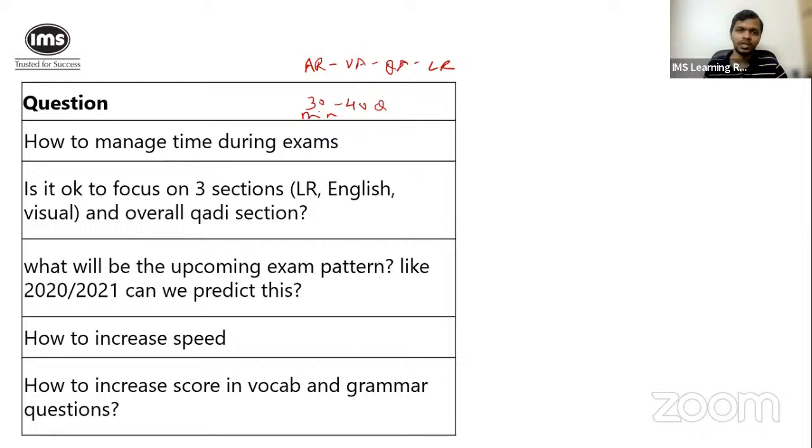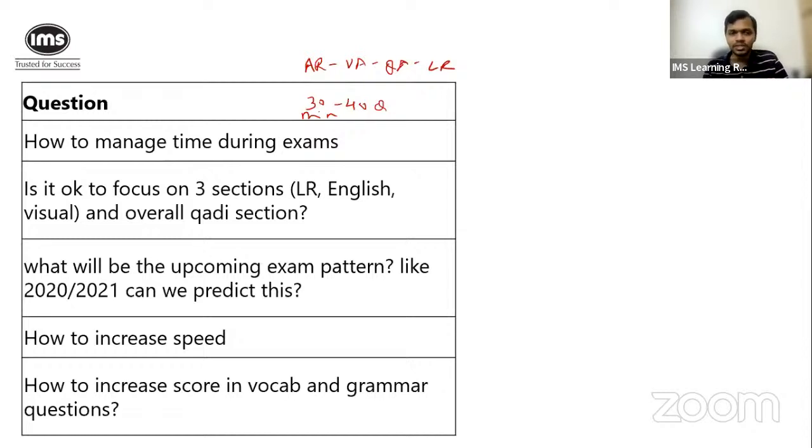Okay, there's no point spending too much time on the difficult ones. Second question: is it okay to focus on 3 sections, LR, English, visual, and overall QADI section? A lot of these questions, you will see that the framing is not great because I retain the way questions were sent to me. So I think the person is trying to ask, is it okay to focus on 3 areas and not really focus on QADI? I think that is the understanding that I have of the question.